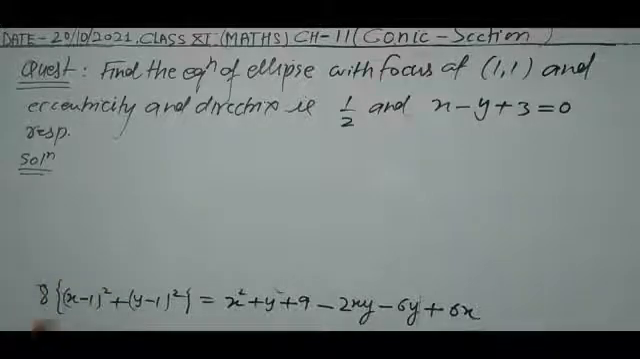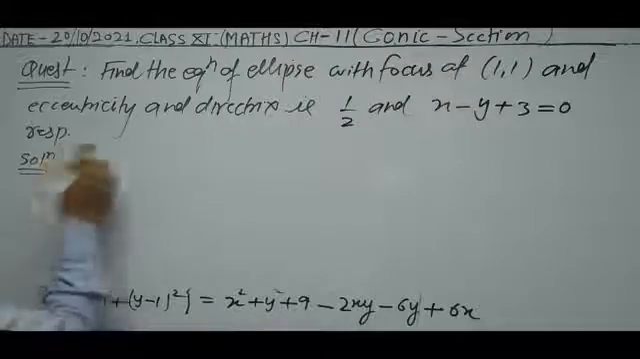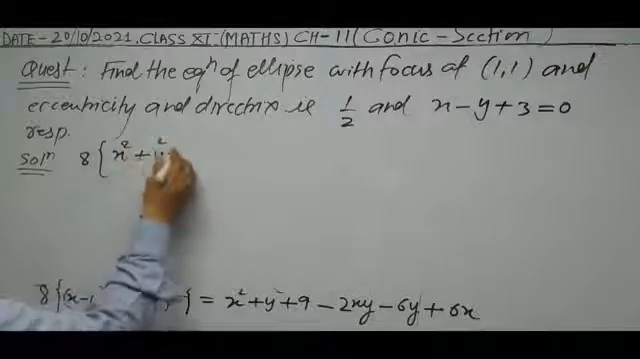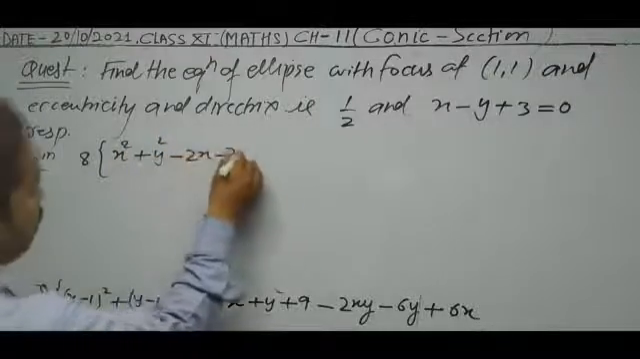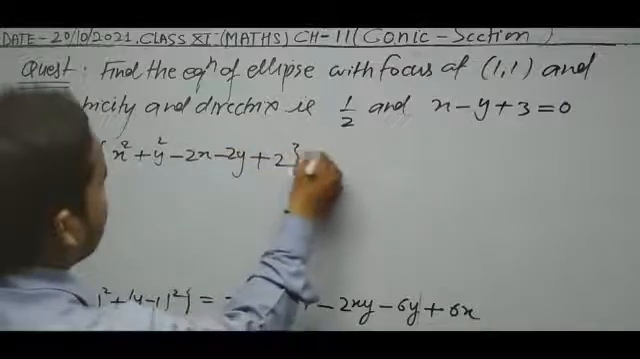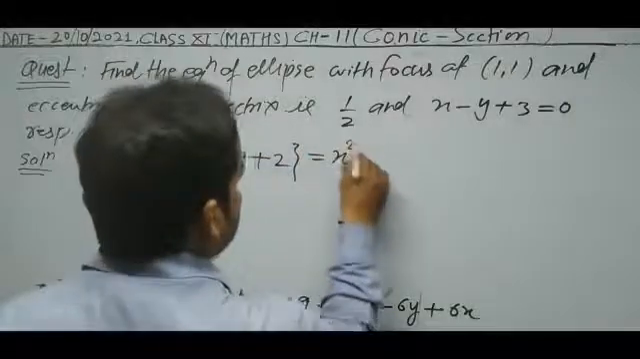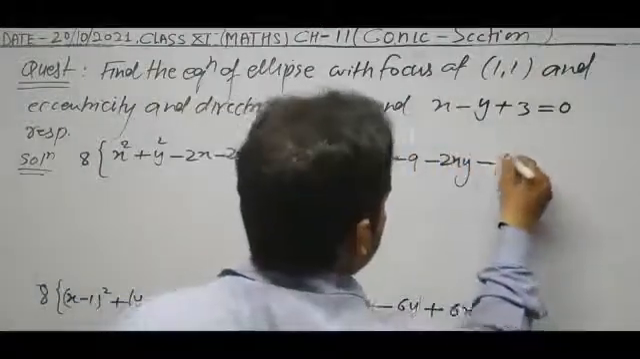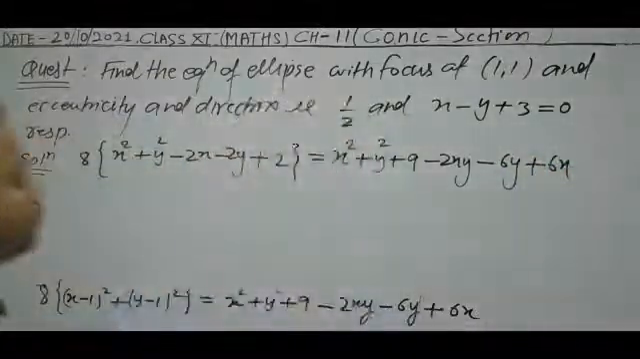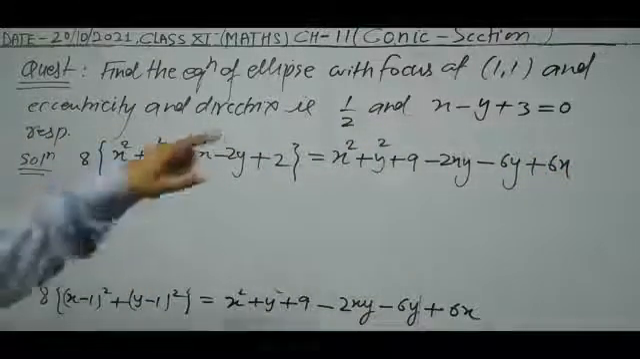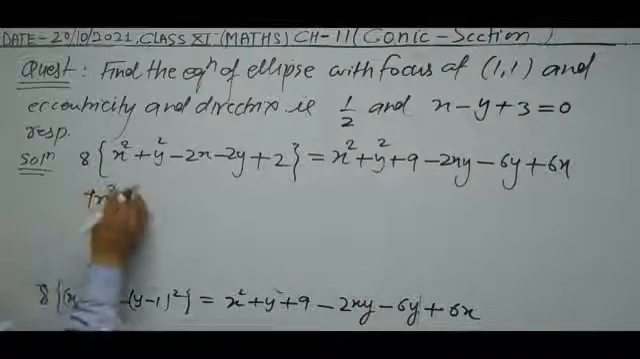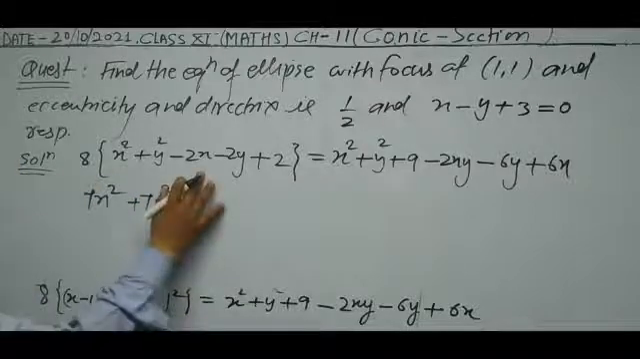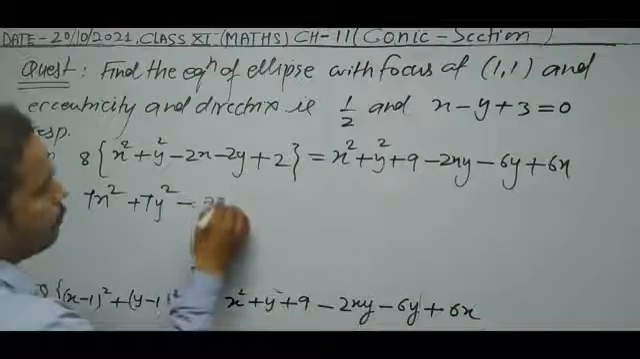Now we can write 8x square means 8 times in curly bracket x square plus y square minus 2x minus 2y plus 2 is equal to, this is result x square plus y square plus 9 minus 2xy minus 6y plus 6x. And after calculation, x square minus x square, result will be 7x square, and plus 8y square minus y square will be plus 7y square, minus 16x minus 6, result will be 22x.